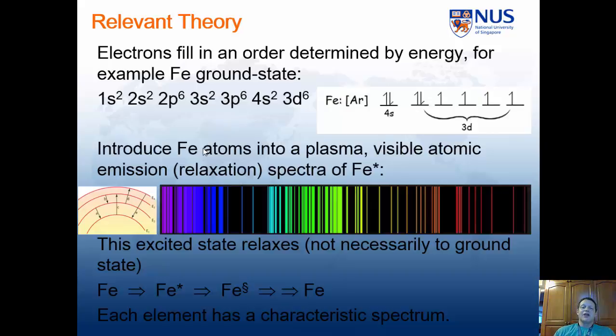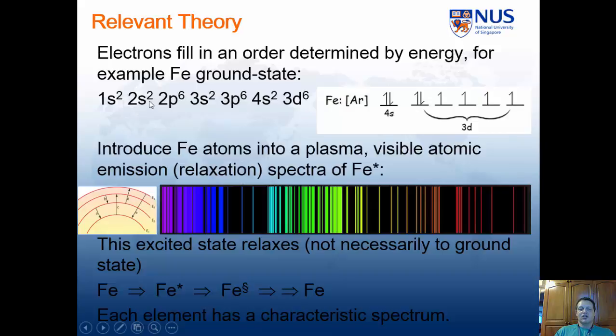So this is sort of stuff you've known since O-level or A-level. You're aware that electrons fill in an order determined by energy. Always the lowest energy configurations are filled first. So if we build up the element iron, we need a number of electrons for iron. So we start building our electrons. The lowest energy place to put them is the 1s orbital. So we put 2 in there.